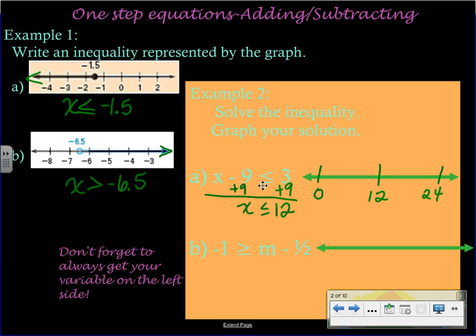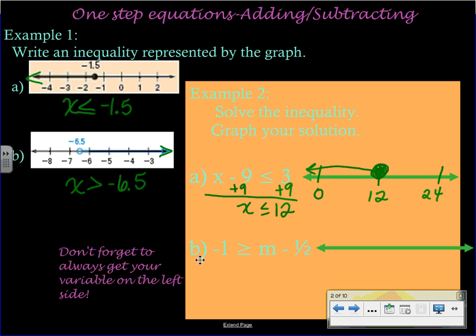Since it's a less than or equal to symbol, I know I'm going to have a closed-in circle. So go ahead and close in your circle. And since it's less than or equal to 12, that means I have to draw my arrow to the left. It's less than. All these numbers would represent what I could put in there for x.